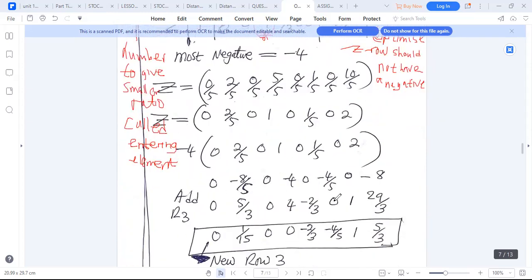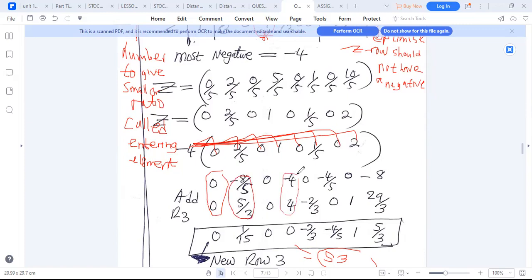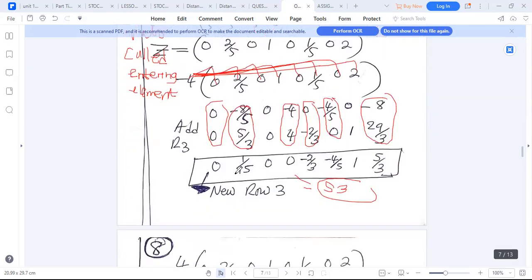So our new row 3, which is still our AC3, became, after multiplying this by that, this by that, this by that, we added to each of these ones. We are getting the values which are here. So this is new row 3, which is AC3.